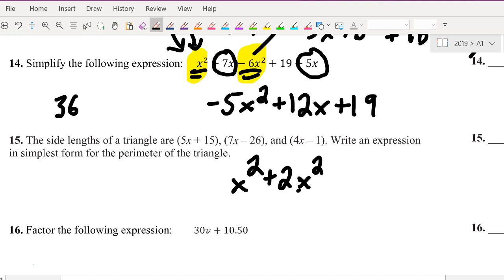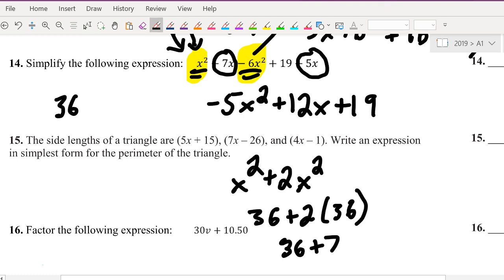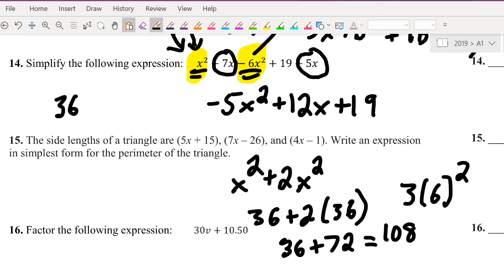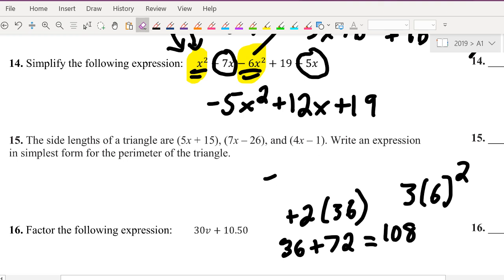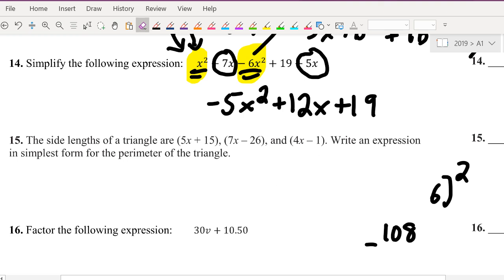Each variable stands for a number. Let's say X stands for 6. That'd be 36 plus 2 times 36. What's 2 times 36? 72. 36 plus 72 equals 108, which is the same as 3 times 6 squared, not 3 times 6 to the 4th. I know we didn't do problems quite that difficult for combining like terms.